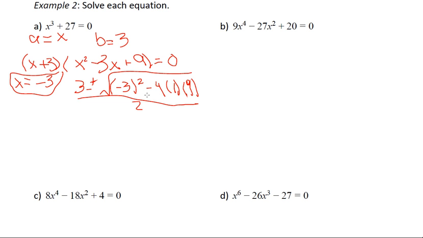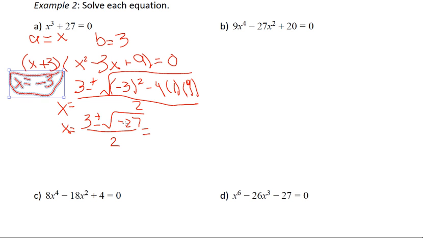So let's simplify. Negative 3 squared is going to give me 9 minus 36. So this should all be x equals this. X equals, I'm going to do that in one step. 3 plus or minus the square root of 9 minus 36, which is negative 27. Uh-oh. So we get a negative inside of the square root.